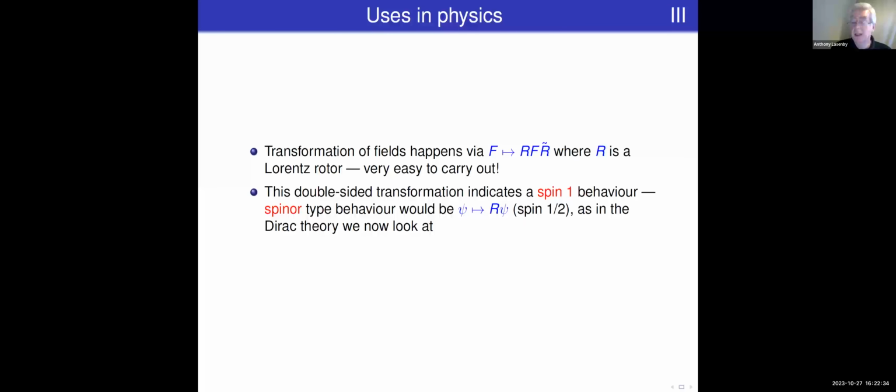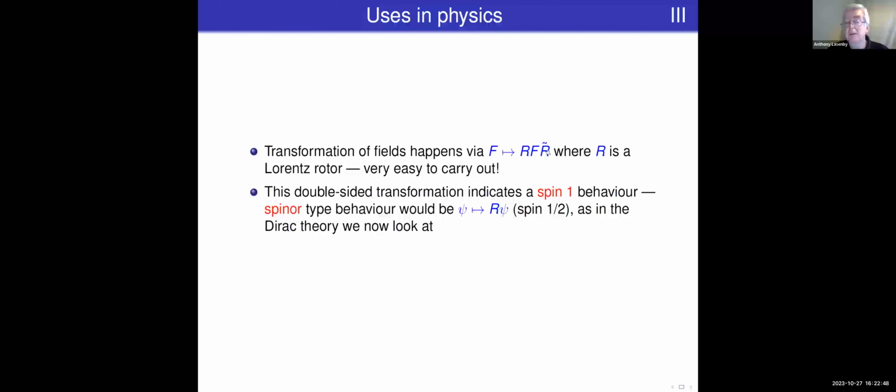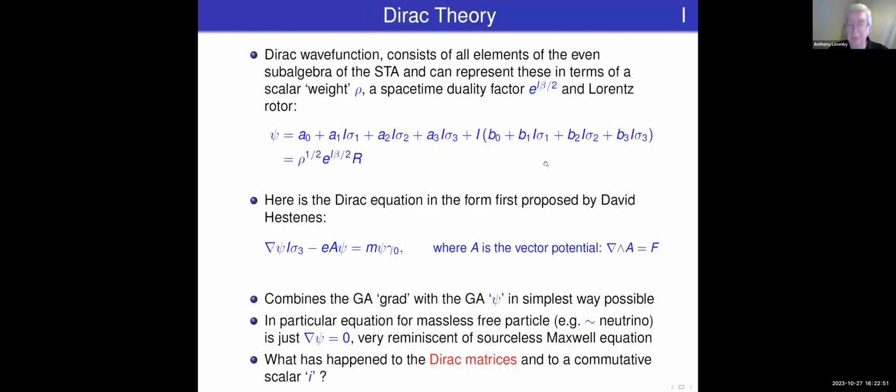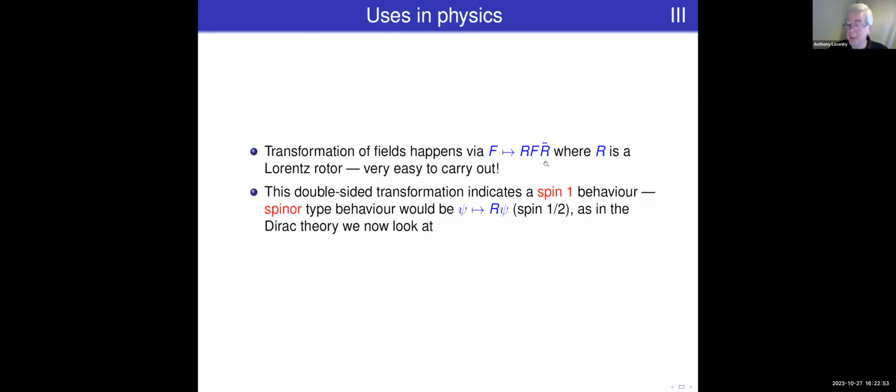So another very nice thing in electromagnetism is that the transformation of fields happens by F goes to R F R reverse, where R is a Lorentz rotor. Very easy to carry out. And it's a double-sided transformation. You can read off from this that F behaves like it's spin 1.